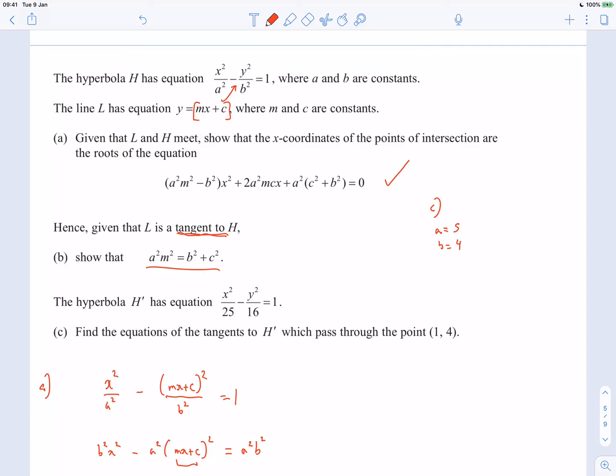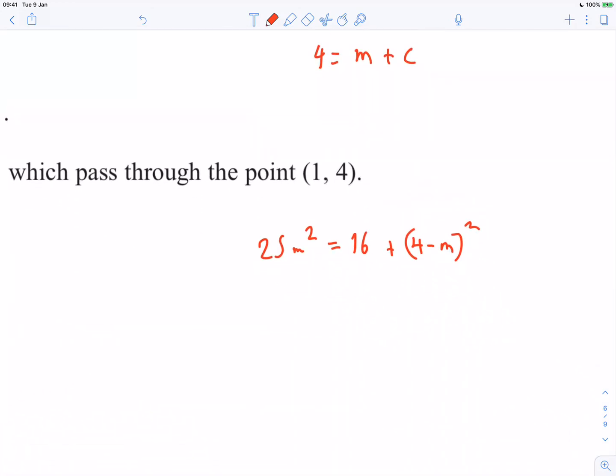But if I know that y equals 4, m lots of 1 plus c, so I know that m plus c equals 4. I know that a squared, which is 25, lots of m squared, equals b squared, which is 16, plus c squared, which is (4 minus m) all squared. Now I can deal with this, right? So I've got 25m squared equals 16 plus 4 squared, which is 16, minus 8m plus m squared. I can minus m squared over, so that's 24m squared. I can plus the 8m, so that's over there. And then I can minus the 32 to make that equal to 0.